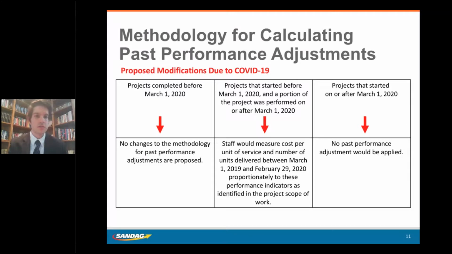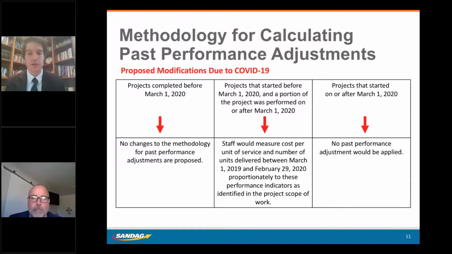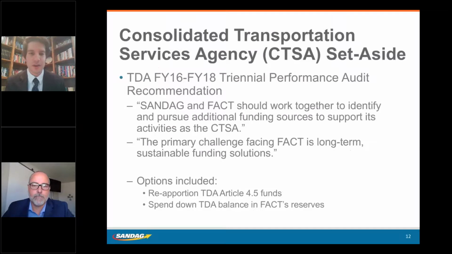So this concludes my portion of the presentation pertaining to the Cycle 11 eligibility and evaluation criteria. I'll now turn it over to my colleague, Brian Lane, to discuss another staff proposal. So, Brian.